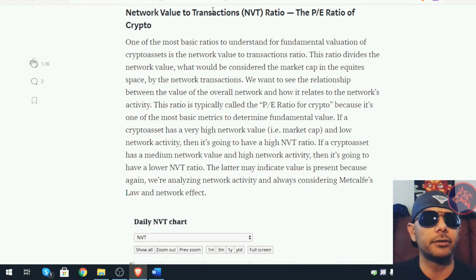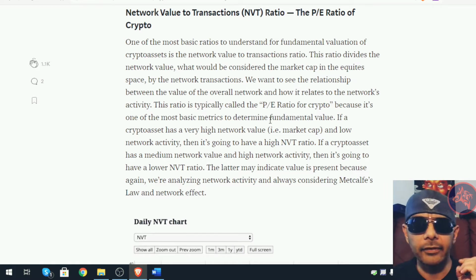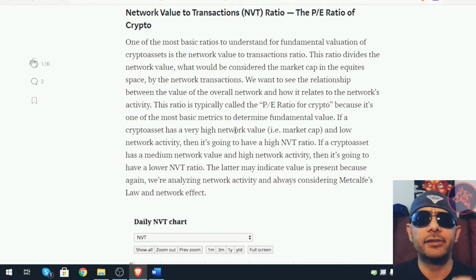So the first one that I use is the network value to transactions, okay, the NVT ratio. One of the most basic ratios to understand valuation of crypto assets. And again, I'm showing you the investor's point of view for this. And the great thing about this is that they actually have indicators. So check it out on basically Tradingview, and then we'll go from there.